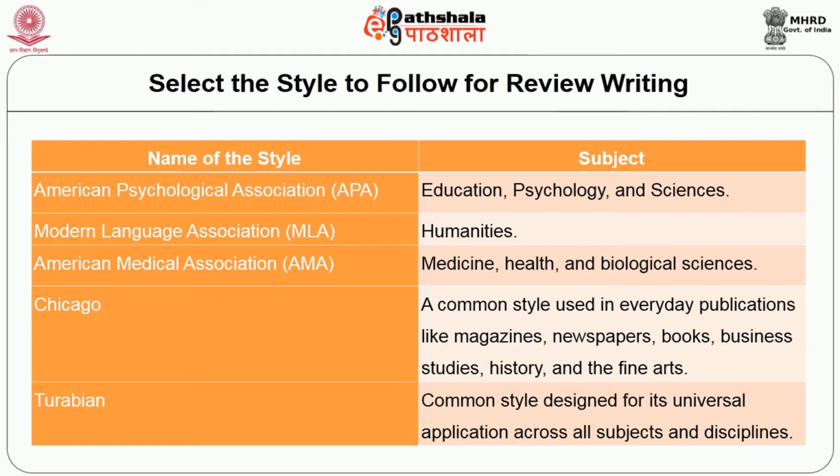The other type is Chicago. This is a common style used in everyday publications like magazines, newspapers, books. Apart, business studies, history and fine arts also follow this style. The final style, which is commonly used, is Turabian. It is followed universally across the globe for all types of subjects and disciplines.